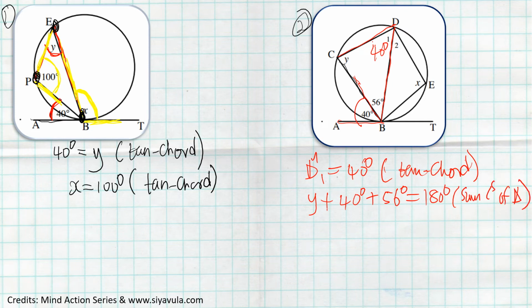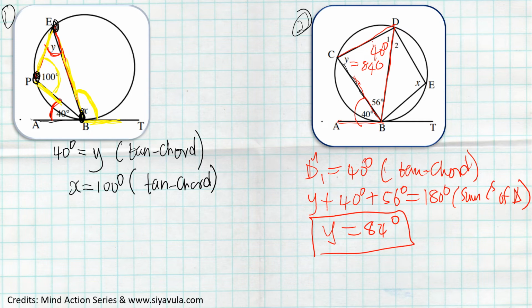We know that some angles of a triangle are supplementary. So to solve for y, we're just going to transpose 40 and 56, right? So y will be 180 minus 40 minus 56, which will give us 84 degrees. So where there is y, we can put 84 degrees. Let's go and solve for x now.